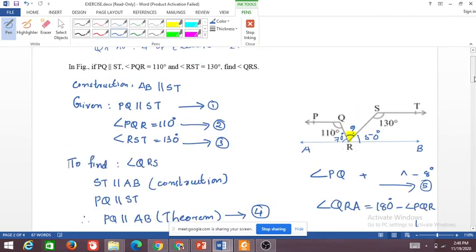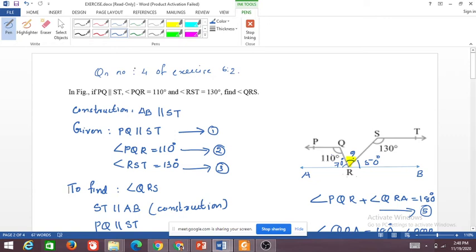Ma'am, can you repeat the question? Okay. You know about triangles, right? Yes, ma'am. Okay. What do you know about the sum of angles of a triangle?